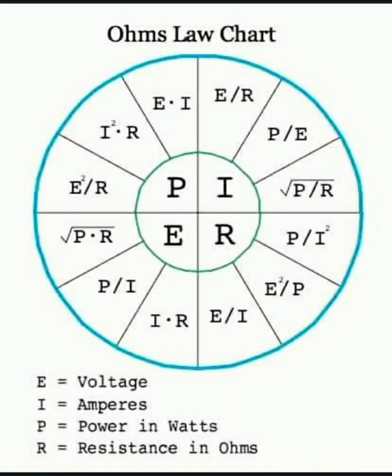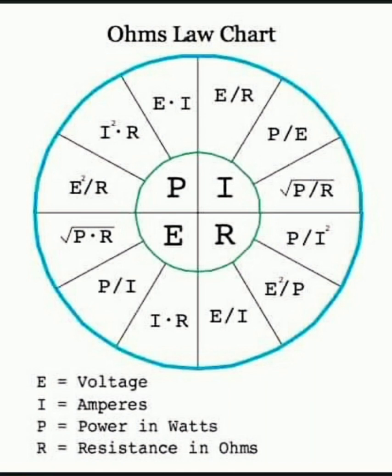Here E is equal to square root of P into R. Alternatively, this can be P by I or I into R. Then for resistance, in the same way, E divided by I or E square divided by P or P divided by I square.